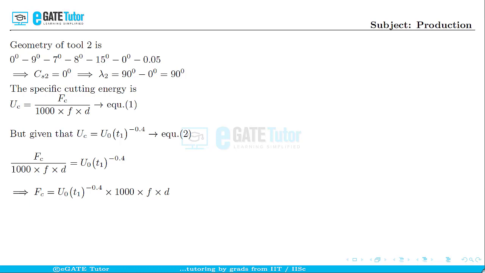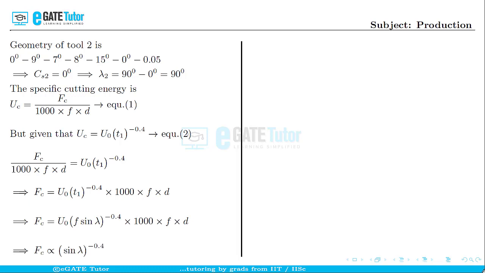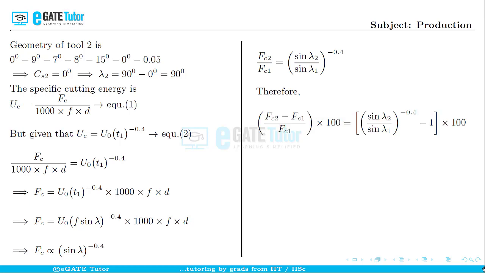Now, it is very important to remember here that the uncut thickness can be written as feed multiplied by sine of lambda. From this expression, we can conclude that the cutting force is directly proportional to sine of lambda power 0 minus 0.4. Using this, we can write FC2 by FC1 is equal to sine lambda 2 by sine lambda 1 whole power minus 0.4. Therefore, FC2 minus FC1 by FC1 into 100 can be written as sine lambda 2 by sine lambda 1 whole power minus 0.4 minus 1 into 100.